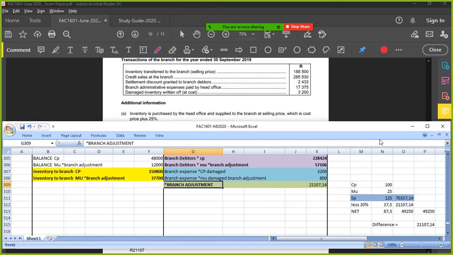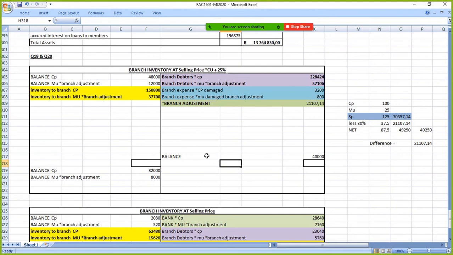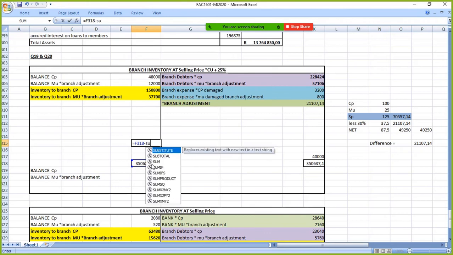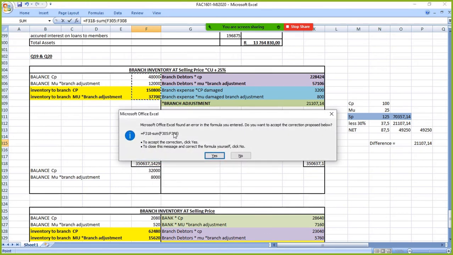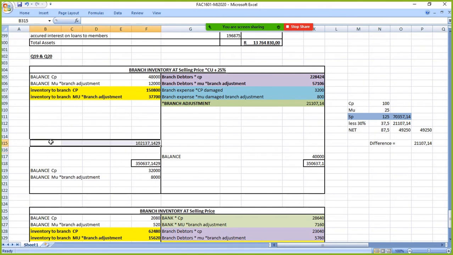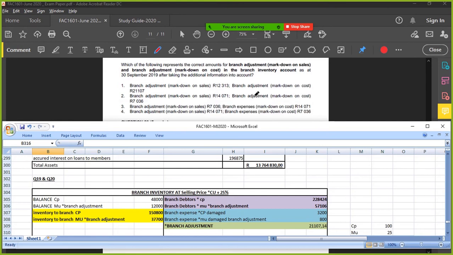Yes. Okay, so let's wrap up this question and balance it off. Which side looks bigger? Let's just total up both sides. This side is bigger than that side, so balance the figure on that side, and then this minus the sum of all of those figures. Okay, that's going to be your branch adjustment.